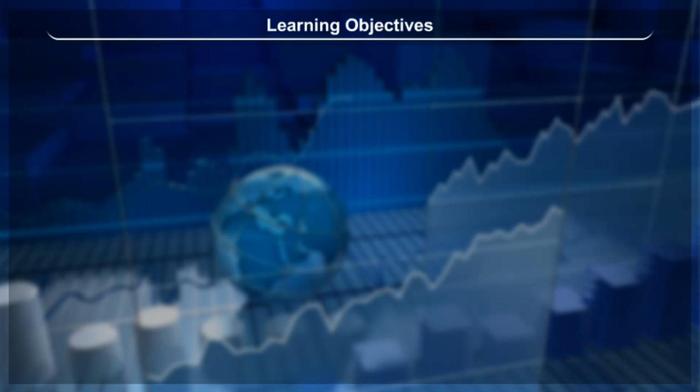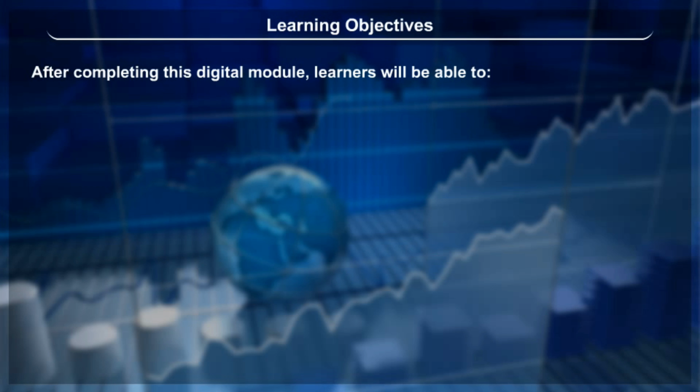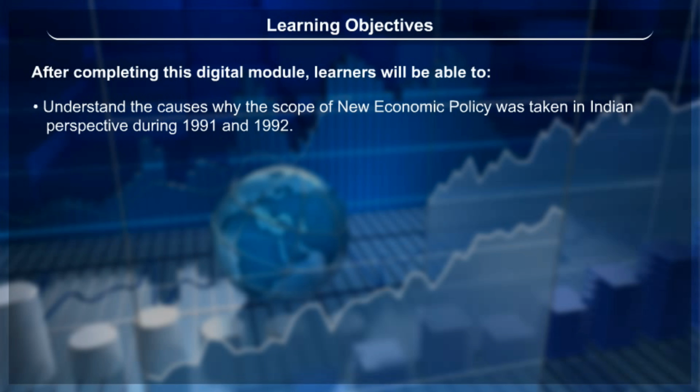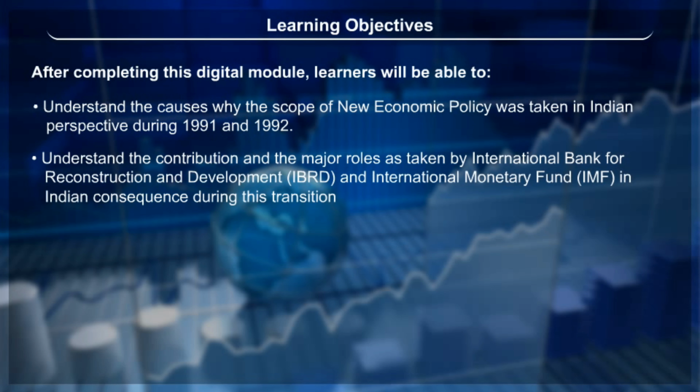Learning objectives. After completing this digital module, learners will be able to understand the causes why the scope of new economic policy was taken in Indian perspective during 1991 and 1992. Understand the contribution and the major roles taken by the International Bank for Reconstruction and Development (IBRD) and International Monetary Fund (IMF) in the Indian context during this transition.